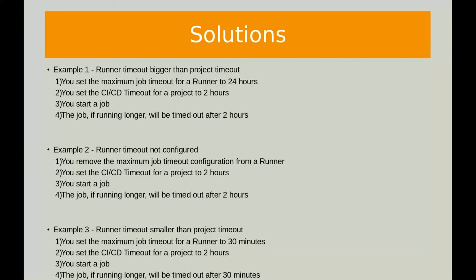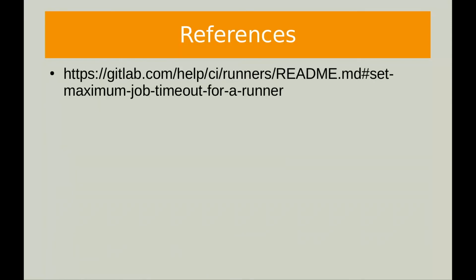It will be on the higher side. And if any job, if any CI/CD pipeline is running longer than the project level timeout, it will be marked as failed. Third is if runner level timeout is smaller than project level timeout. In that case, if any job, if any CI/CD pipeline is running longer than the runner level timeout, it will be marked as failed. So this is the reference through which I have made this PPT.